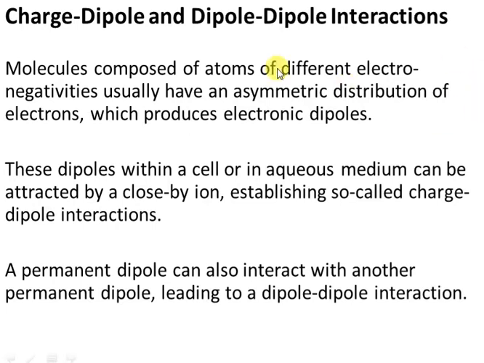Molecules are polar because they are composed of atoms of different electronegativity. Because of the difference in electronegativity, there is an asymmetric distribution of electrons. One of the atoms will have higher electronic density while the other will have lower electronic density, and so we get electronic dipoles. The end where electronic density is higher gets a partial negative charge, while the end with lower electronic density gets a partial positive charge.